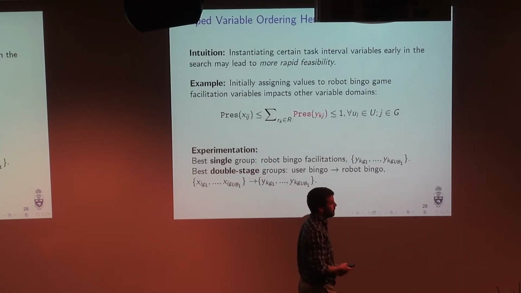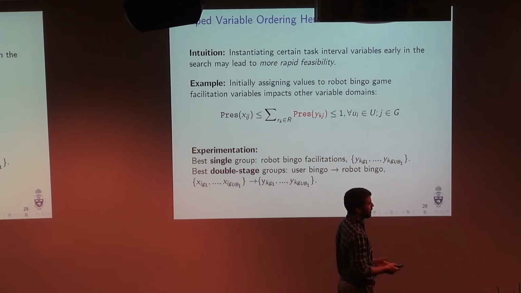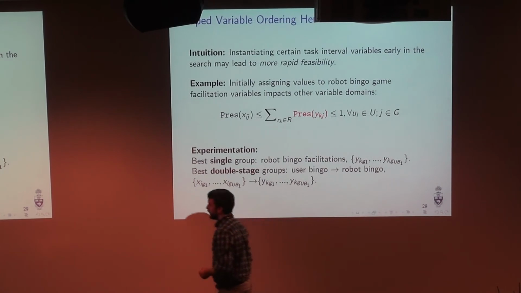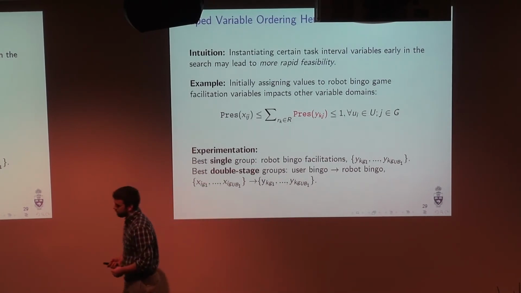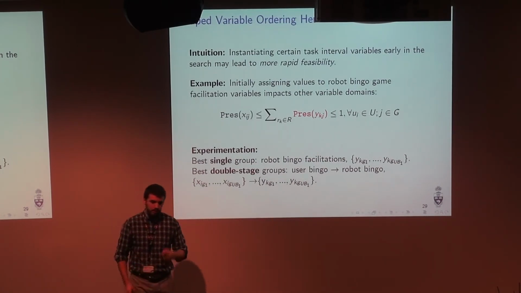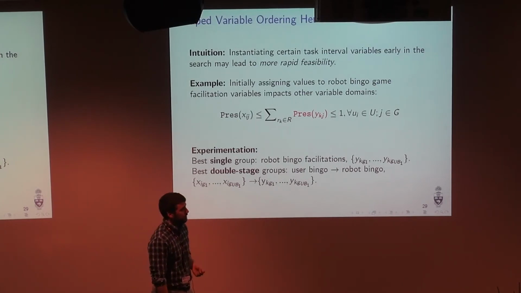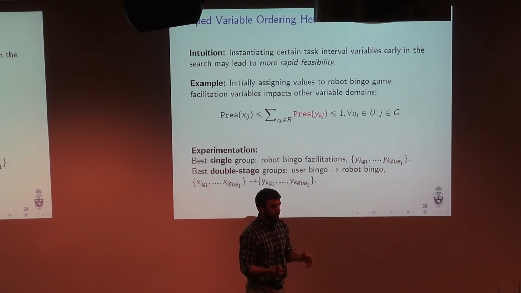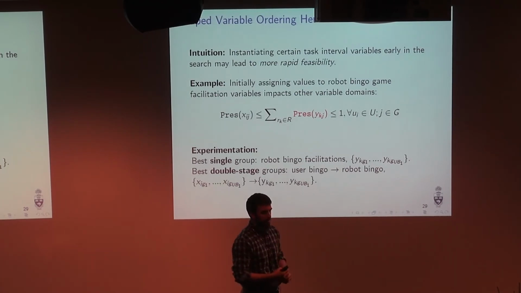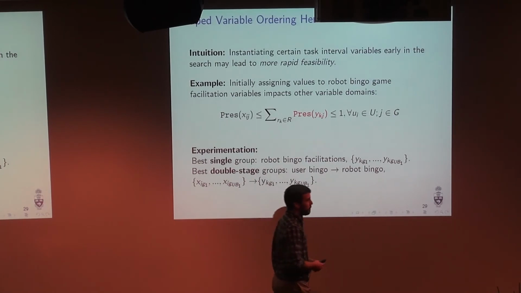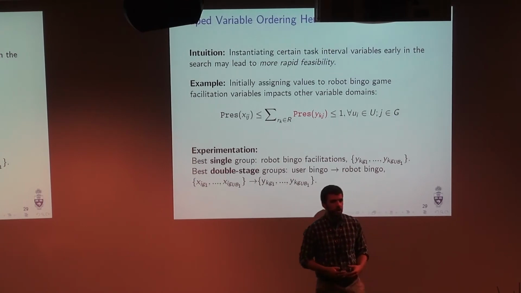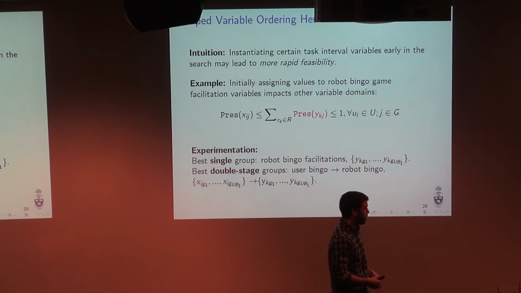So the intuition is essentially that instantiating certain task interval variables early in the search might lead to more rapid feasibility. And in the constraint here, I've just highlighted a portion in red. So if we give a start time to a particular YKJ variable, we note right away that it's going to actually have impact on the domain of the other variables in that constraint and hopefully make the remaining model a little bit easier. So through some just experimentation, we found that the best single group of variables to instantiate first was actually robot facilitation variables.